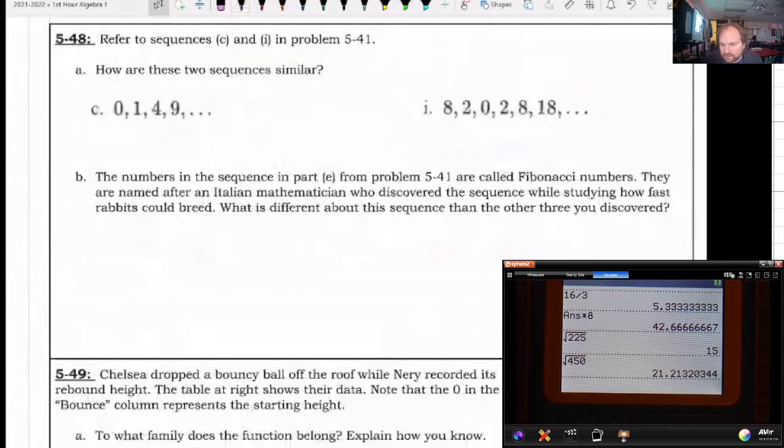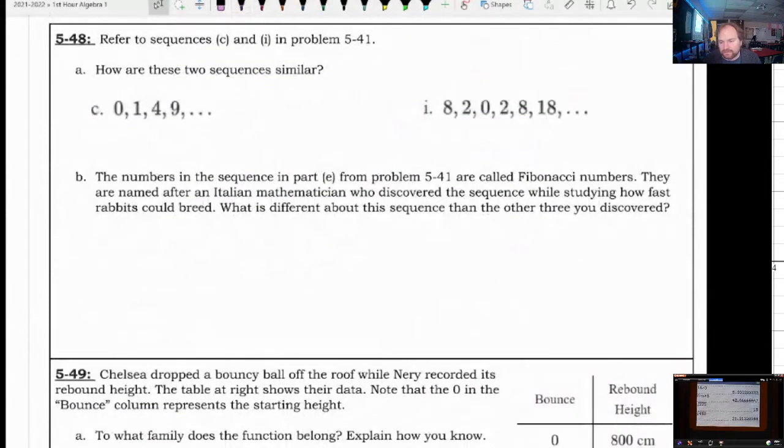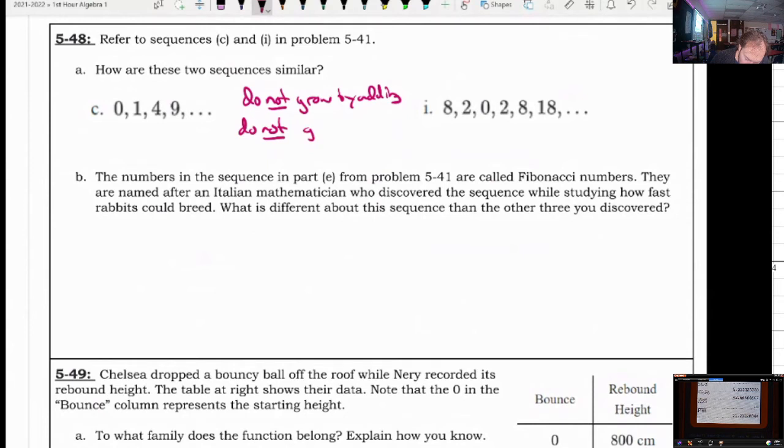Refer to sequences C and I from problem 541. They are a part of this packet in case you don't have them, but I also copied them here for you. How are these two sequences similar? You know what makes them similar is that they don't. Here's what I think the answer to this question is. What I would want you to see is they do not grow by adding. And they also do not grow by multiplying.